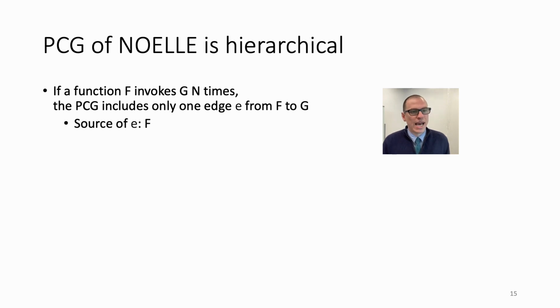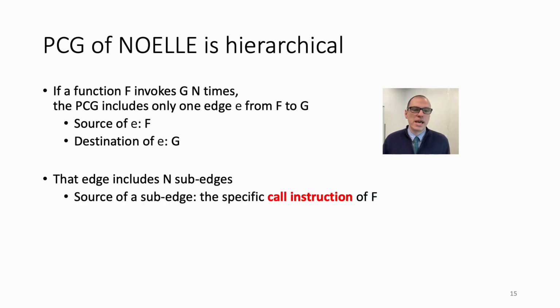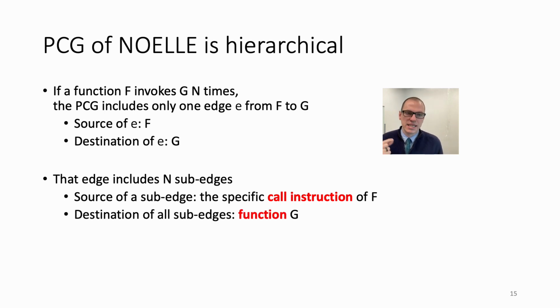The source of that edge is f, and the destination of that edge is g. However, that edge includes n sub-edges, one per call. And now the sub-edge is of a different type. It relates the specific call instruction of f that invokes g. So the source of that sub-edge is a call instruction, and is a call instruction of f. The destination of that sub-edge is the function g.